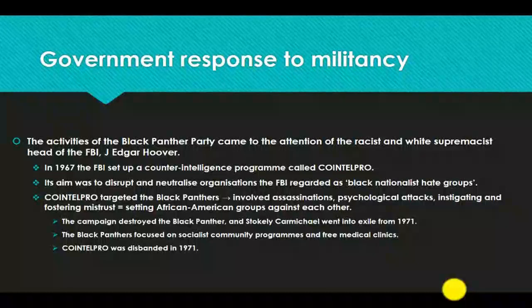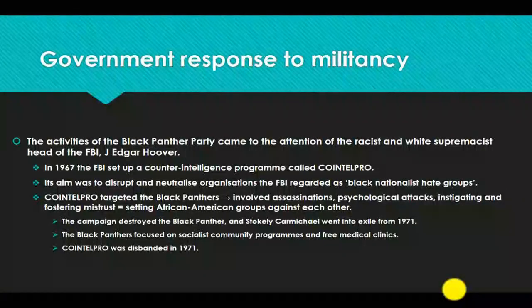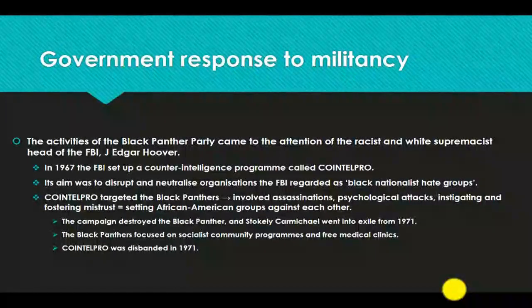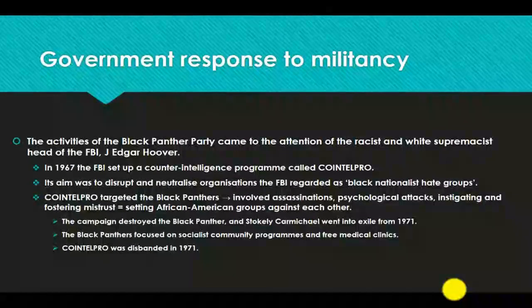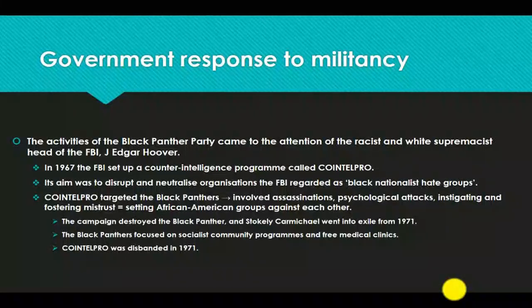Right, the government also responded to that militancy. The activities of the Black Panther Party came to the attention of the racist and white supremacist head of the FBI, J. Edgar Hoover. And in 1967, the FBI set up a counterintelligence program called COINTELPRO, and its aim was to disrupt and neutralize organizations the FBI regarded as black nationalist hate groups. So COINTELPRO targeted the Black Panthers.